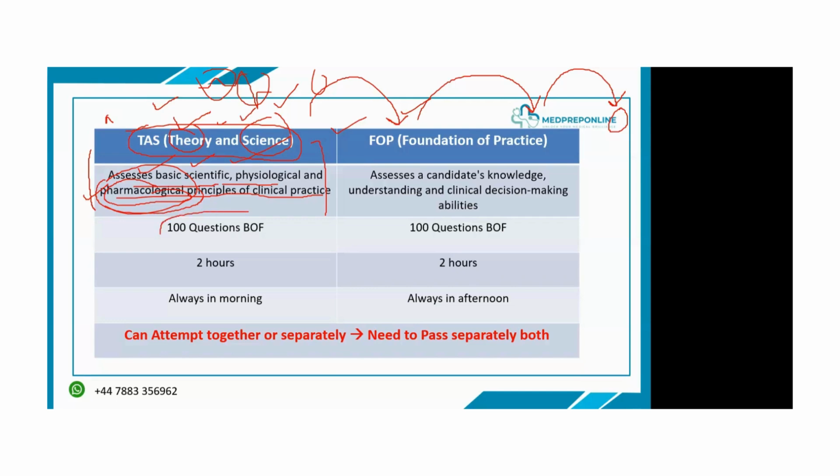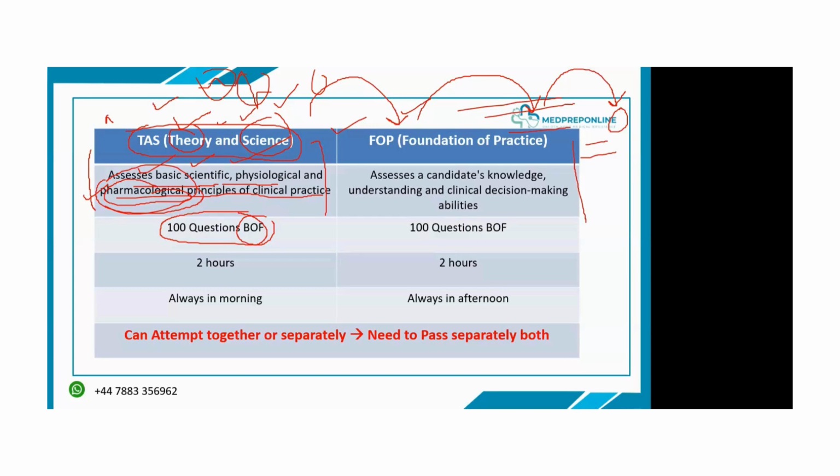Then there will be 100 questions in your paper, and they are all best of 5, which means they will give you a scenario of about 3 to 4 lines, and then they will give you 5 options, and among those you have to choose the best one. They can ask you what is the best investigation, or what is the best next step, or what is the best initial management, something like that. So you have to choose accordingly.